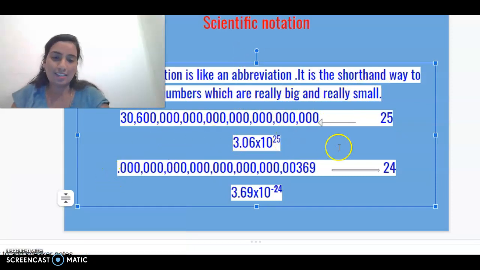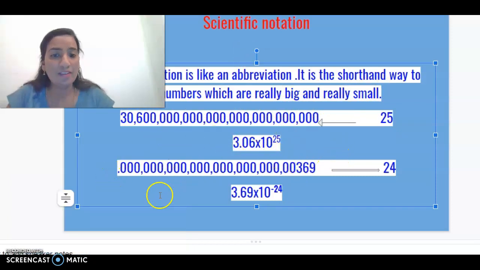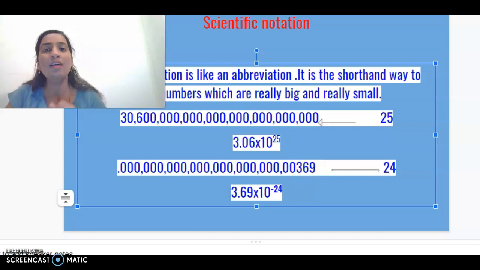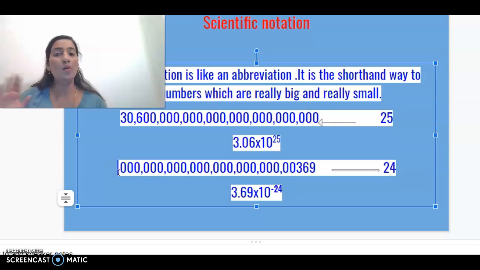Now let's see the next number. This is a very small number. This 0.00000 goes on and 00369. That's the number. And now we have to compress this number and express it in scientific notation. So we know the first rule. We have to see the decimal point, right? So where is the decimal point? Here in this number, the decimal point is on the left hand side. In the previous number, it was on the right hand side.